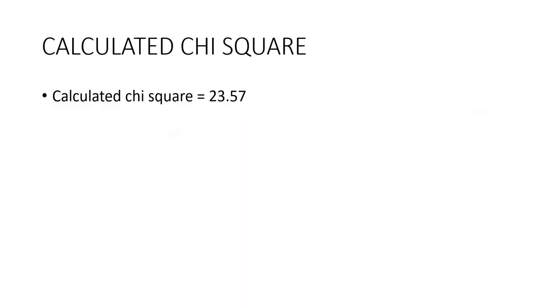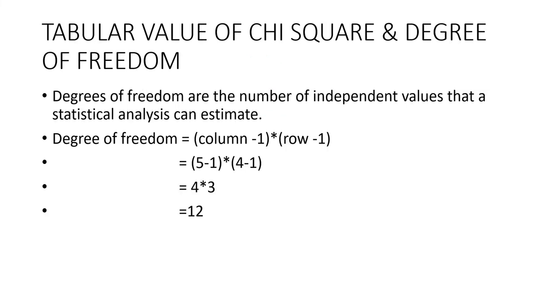The calculated value of chi-square is 23.57. Now the tabular value of chi-square and degree of freedom. We have to get the tabular value from the chi-square distribution table. I will tell you about the chi-square distribution. From that table we will get the tabular value. It is related to the degree of freedom. So in statistics, I am explaining what is degree of freedom and the tabular value of chi-square.